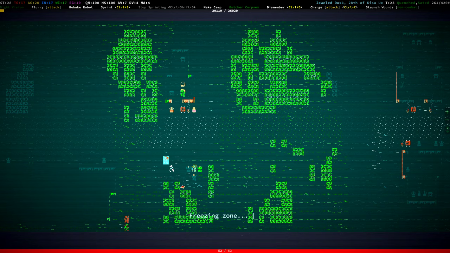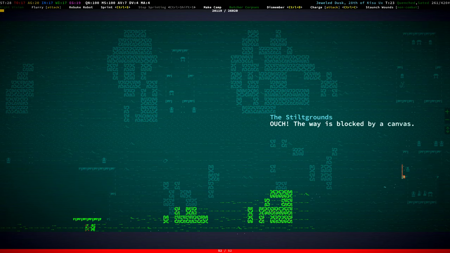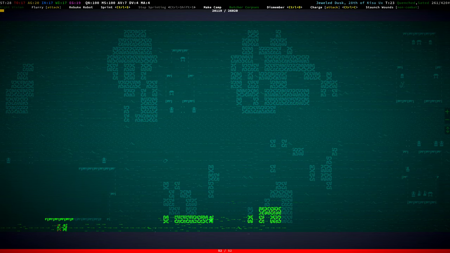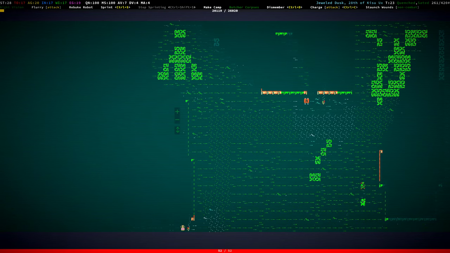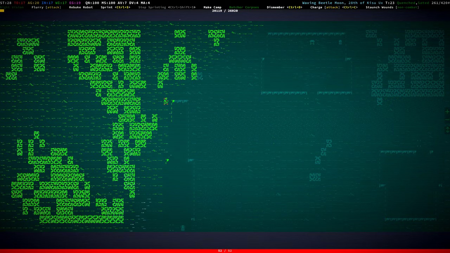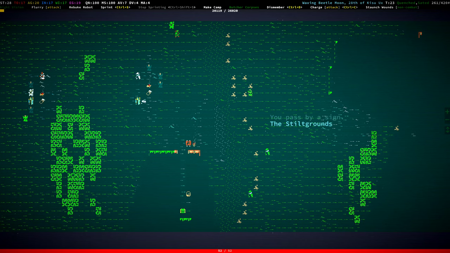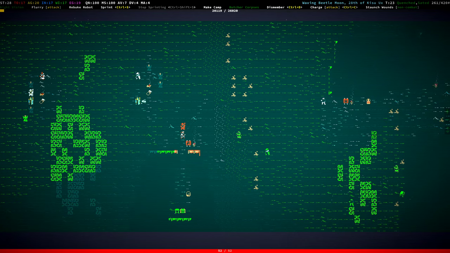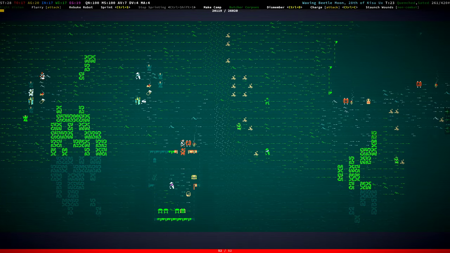Going down here, I think it's more of the temple. Yeah, this is part of the temple. There's a cemetery in there. But over here, yeah, more shops in the stilt grounds. More preserves. We're not being very lucky in finding armor or weapon shops in this randomly generated stilt town. Wine. More cloaks. More hookahs. This is kind of nuts.